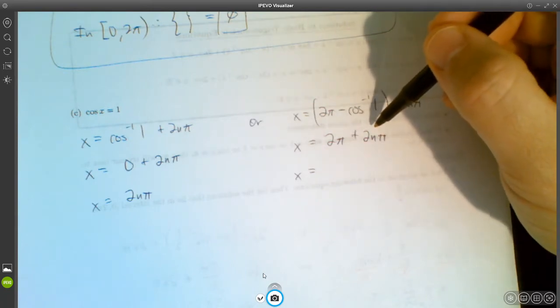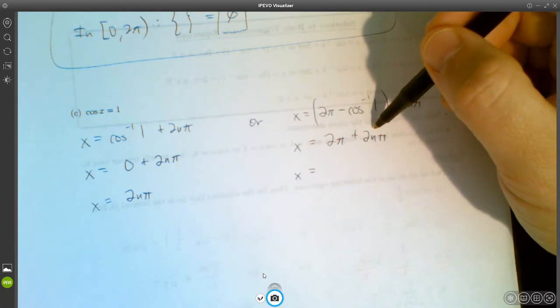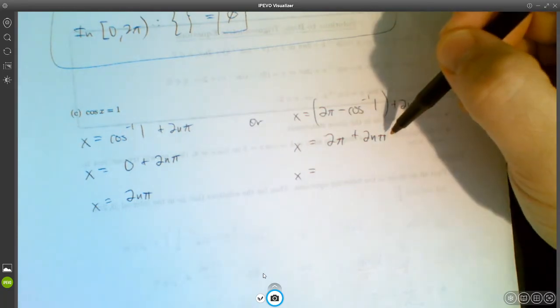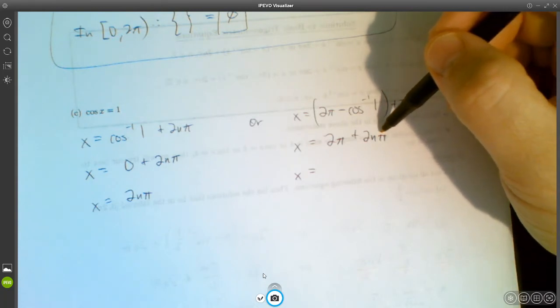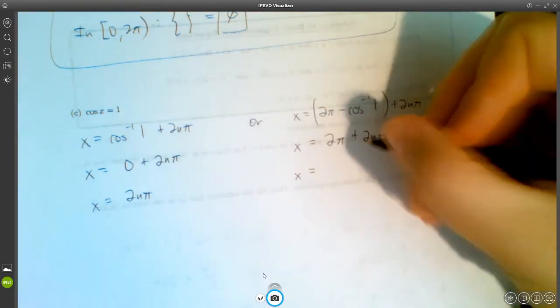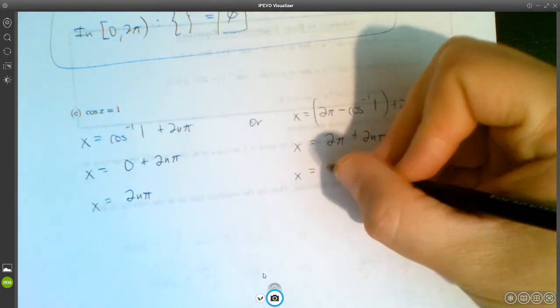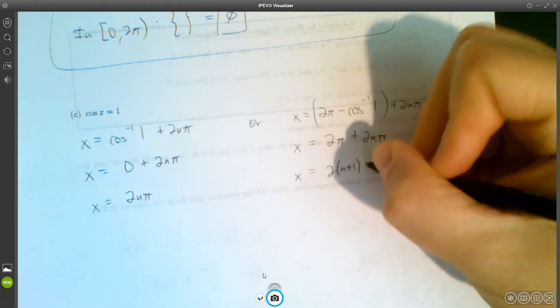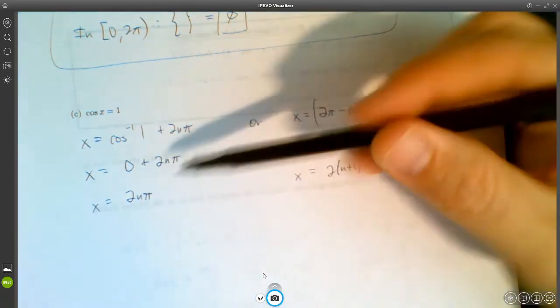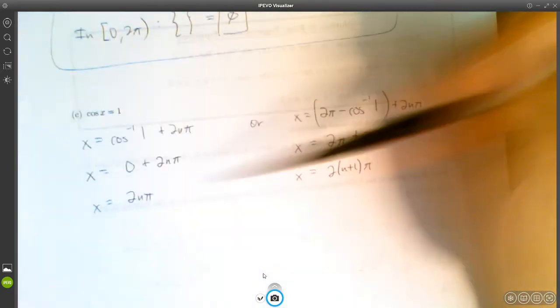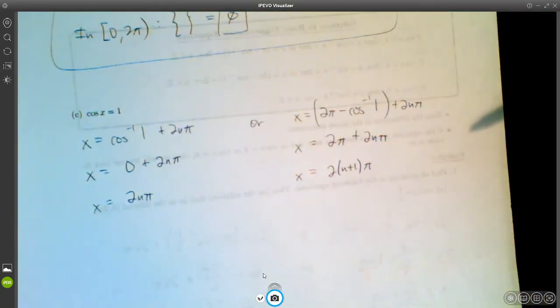Or how would we say it? 2n plus 1 times pi? It doesn't really matter. What I'm thinking is, you could factor out the 2 pi, and you'd be left with n plus 1. So you'd have 2 times n plus 1 times pi. But it doesn't really matter. What I want to point out is that these two sets are the same. They generate the same set of numbers, right?